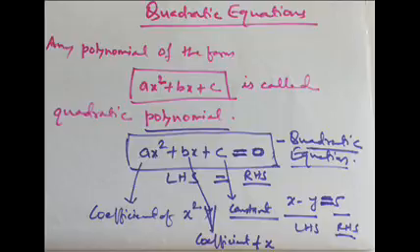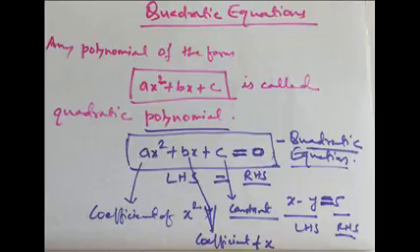So as you have seen in the slide, it is already written that any polynomial of the form ax square plus bx plus c is equal to 0 is called a quadratic equation. Whenever it is equal to some constant or some algebraic expression, it will be called a quadratic equation. So a polynomial which has highest degree 2 and is equated to some constant will be called a quadratic equation.